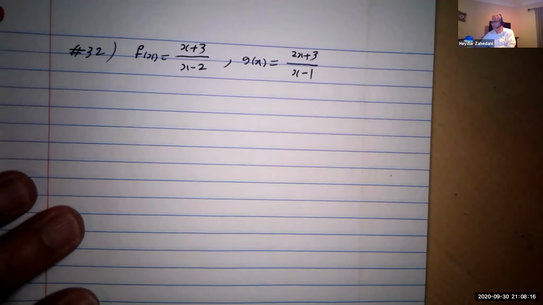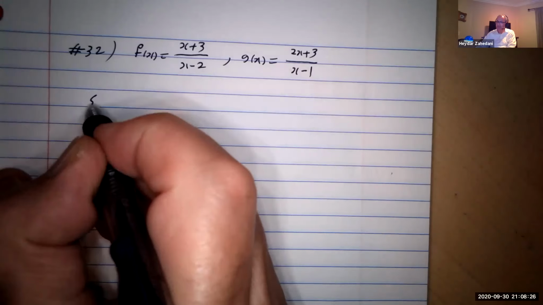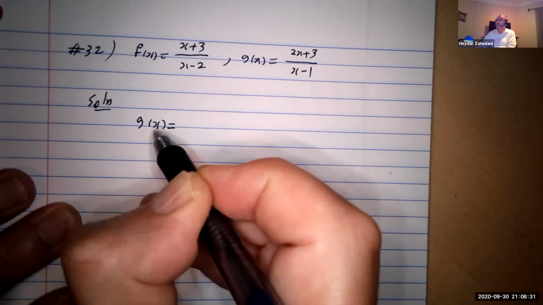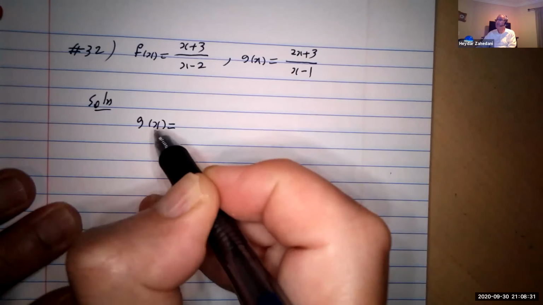Okay, are you ready? Solution. Pick one of them. Let's pick g of x. g of x is equal to 2x plus 3 over x minus 1. You know that the domain is all real numbers except 1. So again, suppose you call it y. y is equal to 2x plus 3 over x minus 1, and solve for x.